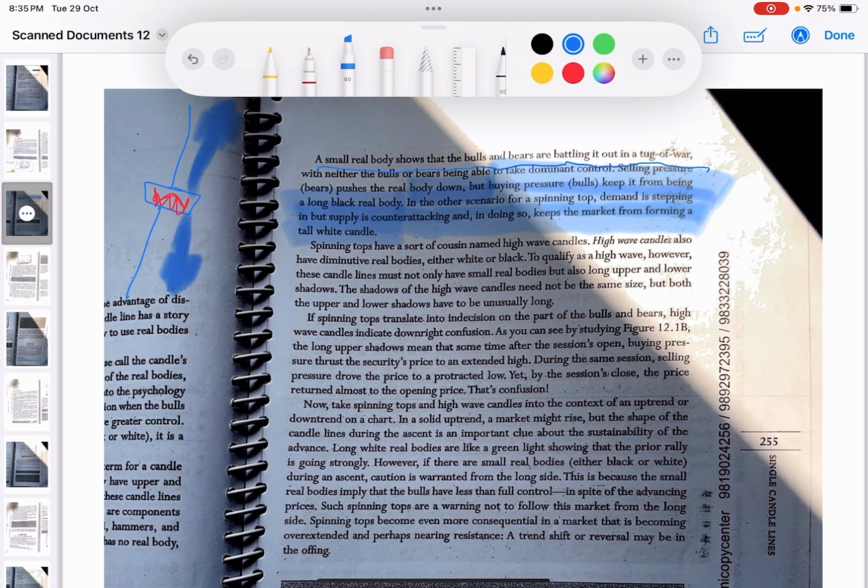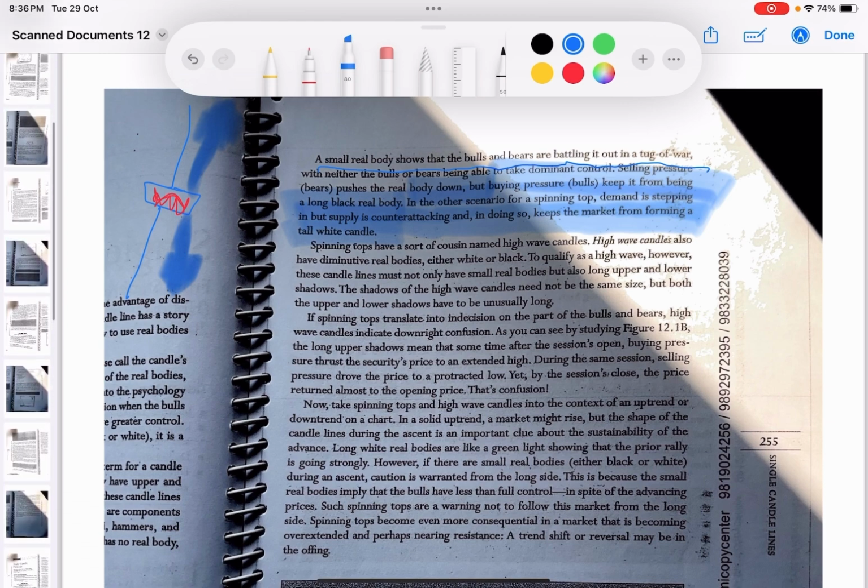Spinning tops have a sort of cousin named high wave candles. High wave candles also have diminutive real bodies, either white or black. To qualify as a high wave, however, these candles must not only have small real bodies but also long upper and lower shadows. So they need to have a small body, and really big wicks. Both high wave candles and spinning tops need to have really small bodies, but the difference is that a high wave candle needs to have really big wicks. The similarity is that both of them have a really tiny body.